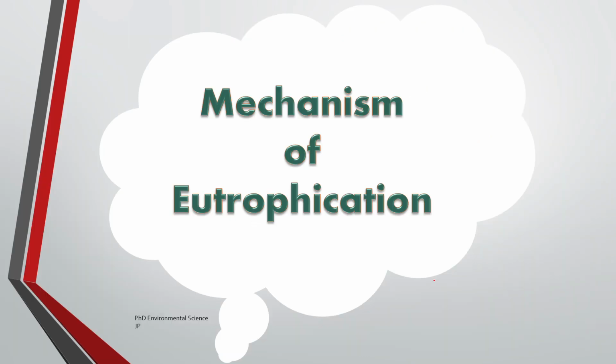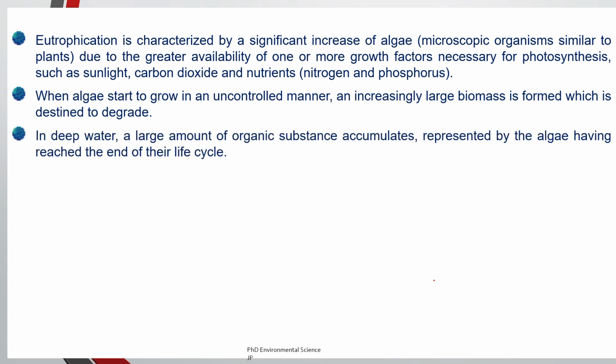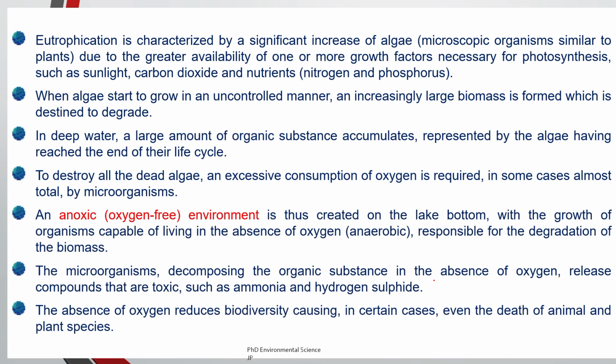Mechanism of eutrophication. Now, eutrophication is a process resulting from the increased availability of nutrients, particularly nitrogen and phosphorus, which leads to the excessive growth of algae and subsequent negative impacts on aquatic ecosystems.